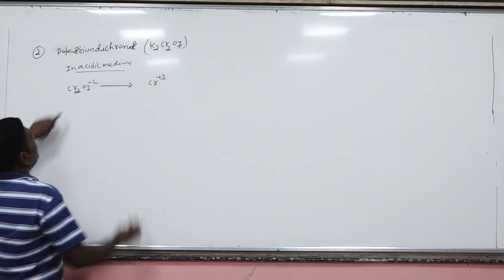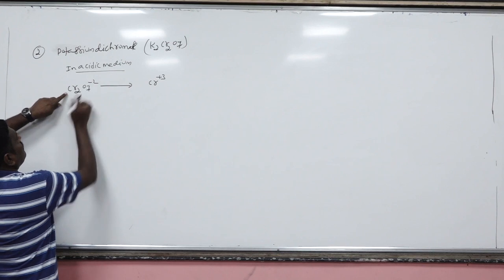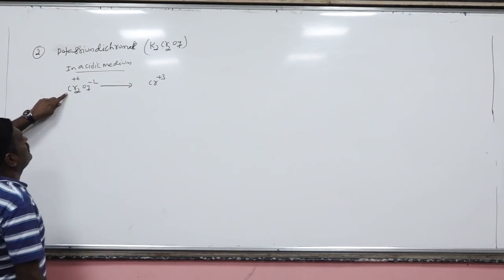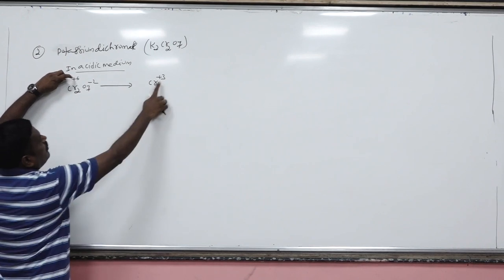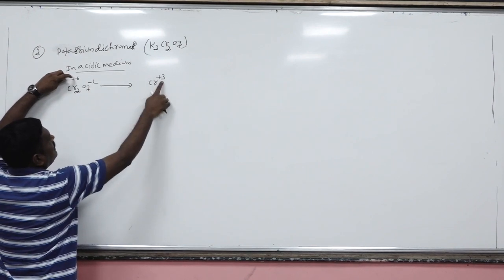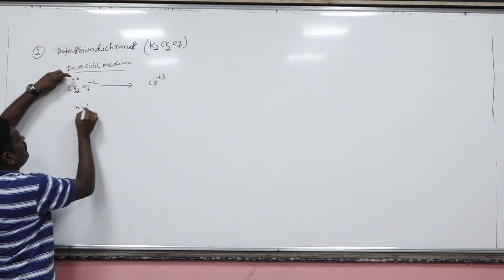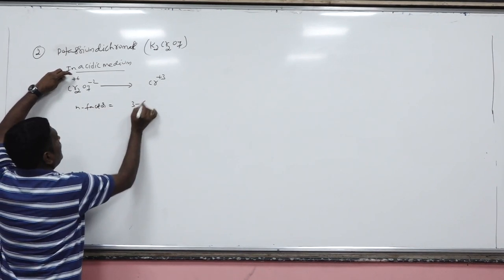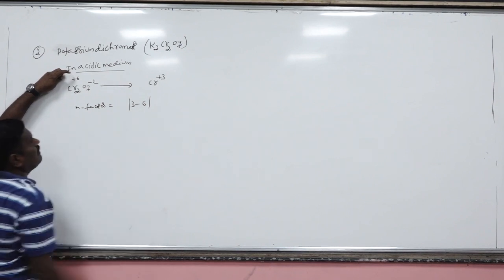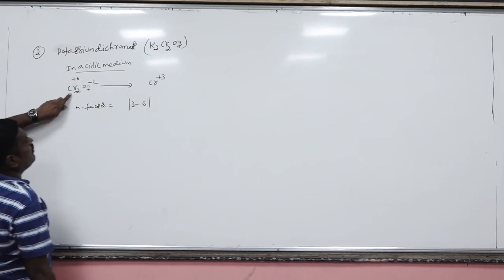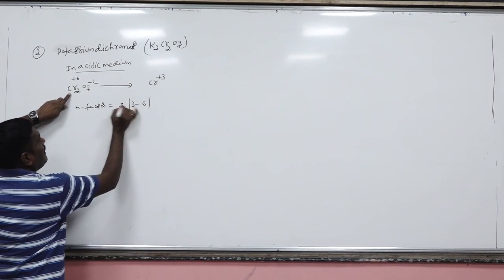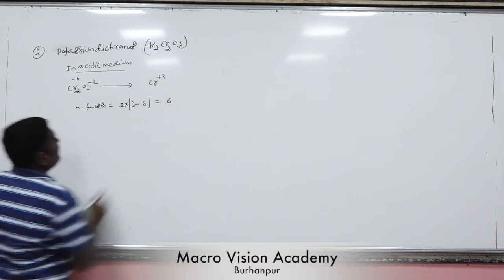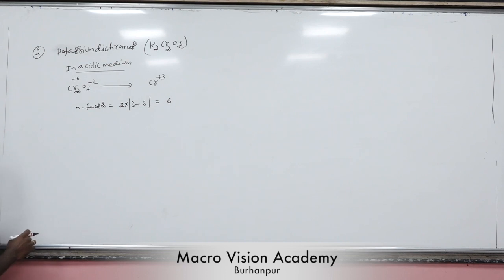Now here, what is the N factor? Chromium oxidation number is what? Plus 6. Plus 6 changes to how much? Plus 3. So the change will be modulus of 3 minus 6. The change will be 3. But in 1 mole, how many chromium atoms are there? 2 chromium atoms are there. That's why I am writing into 2. So 6 is the N factor.